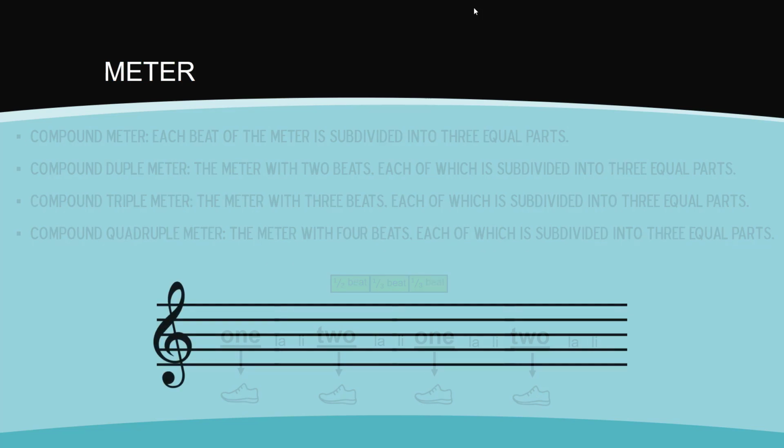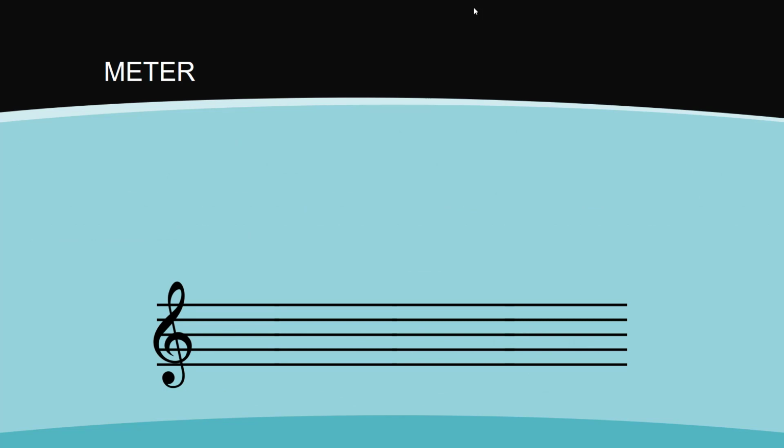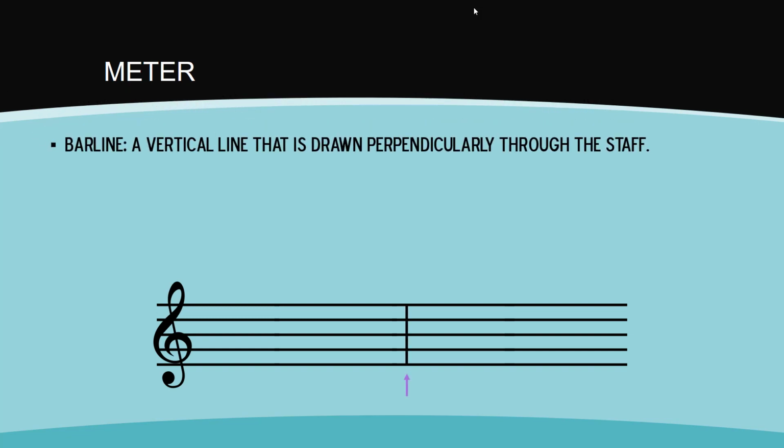Now that you have learned the basic concepts of meter, let's look at how meter is notated using symbols. A single unit of meter is a measure. Measures are indicated on the staff with bar lines. A bar line is a vertical line that is drawn perpendicularly through the staff. Bar lines help us to visually break up music notation.